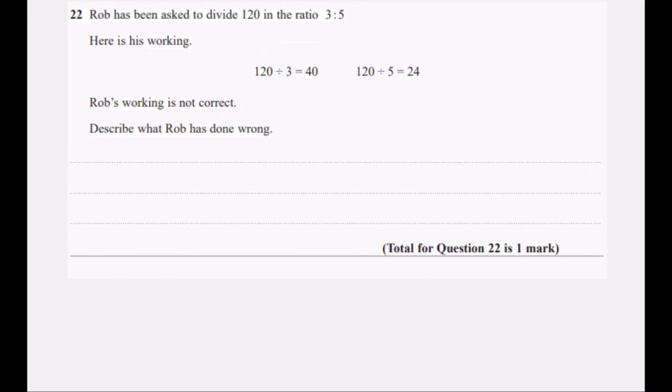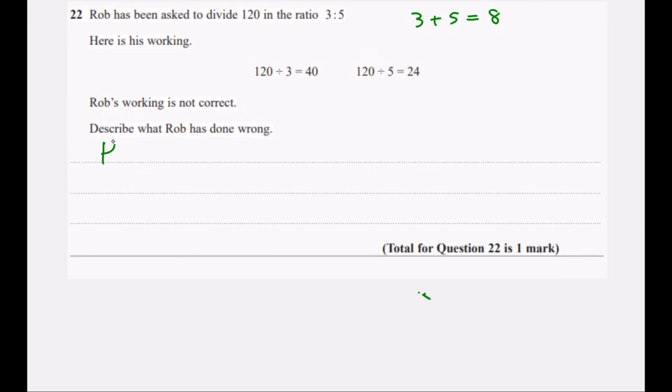Question 22. Rob has been asked to divide 120 in the ratio 3 to 5. Here is his working. He's divided 120 by 3 and 120 by 5. Rob's working is not correct. What has he done wrong? So he hasn't divided in the ratio. There are 8 parts. So he should have divided by 8 to find out what each part is. He's divided by 3, divided by 5. He's no longer even got 120. It's just the wrong method.